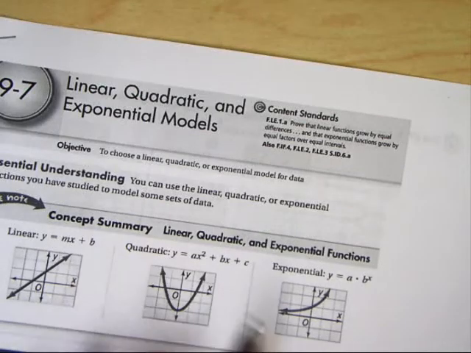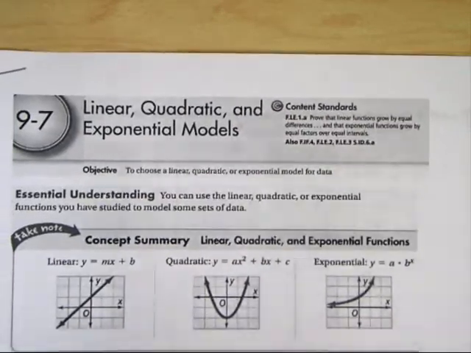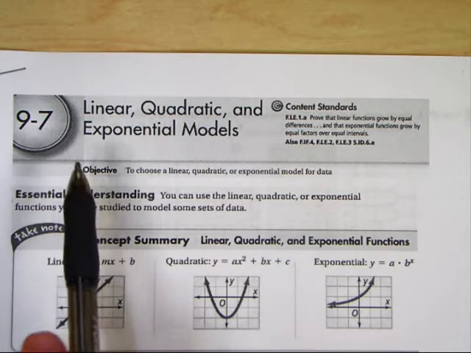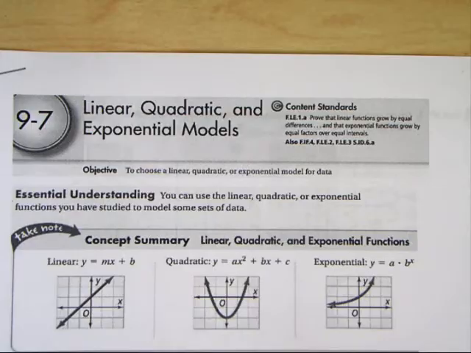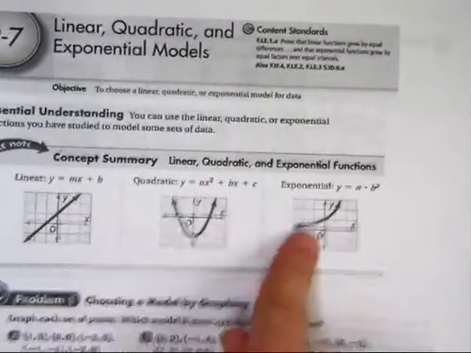In Chapter 9, Section 7, you're going to talk about linear, quadratic, and exponential models. Now, you've already learned all about all three of these different models, but now you're going to get a set of data, and you need to decide whether it's linear, quadratic, or exponential. So take a look at the three examples.